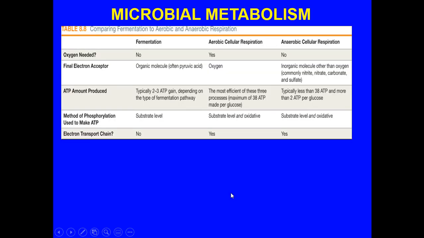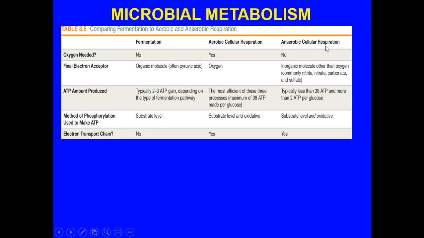Now, when we compare fermentation to aerobic and anaerobic respiration, you can see this table here, which I encourage you to review. You don't have to absolutely memorize it, but it should give you some background. With fermentation, oxygen's not needed. You have a final electron acceptor, but it's an organic molecule, often pyruvic acid. You typically gain 2 to 3 ATPs. The method of phosphorylation is substrate level only. Electron transport chain necessary? Nope. Now, aerobic cellular respiration: yes, oxygen, most efficient, the maximum bang for your buck. You have both substrate level and oxidative phosphorylation, and yes, you have the ETC.